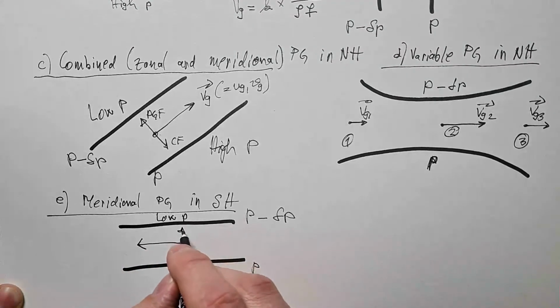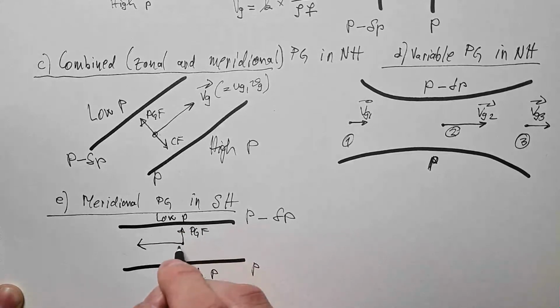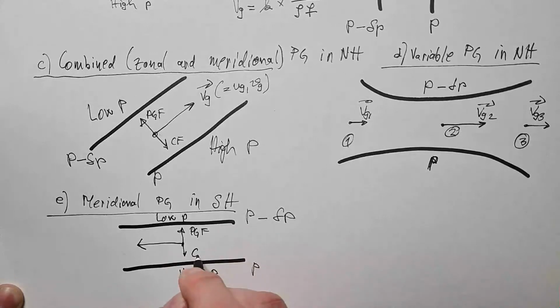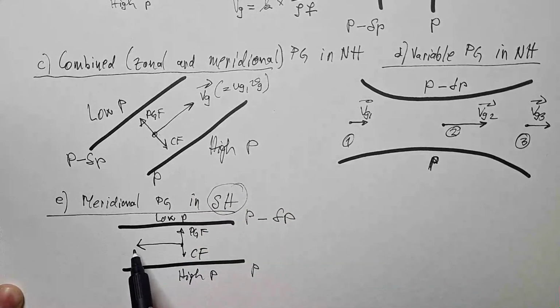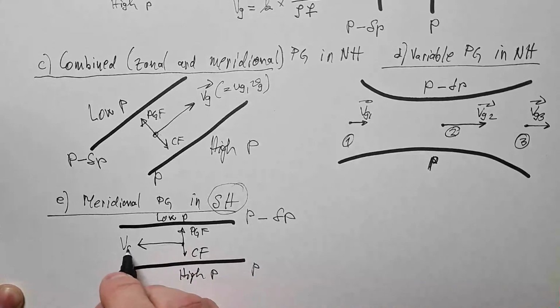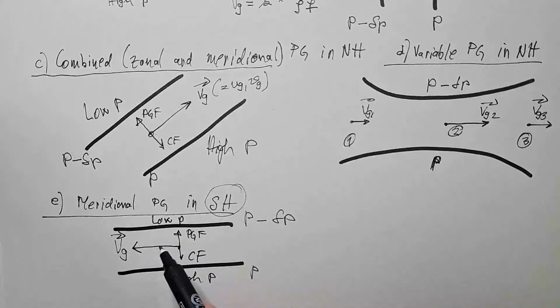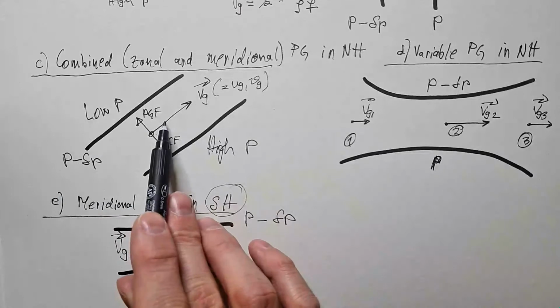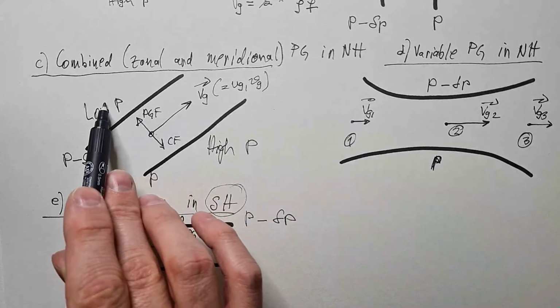Pressure gradient force still goes from high to low pressure, but remember, Coriolis force is reversed in the Southern Hemisphere. It acts to the left of the motion, and therefore in the Southern Hemisphere geostrophic wind will blow in a way that low pressure is to the right of the wind and high pressure is to the left. Here in the Northern Hemisphere we have the opposite, high pressure to the right, low pressure to the left.